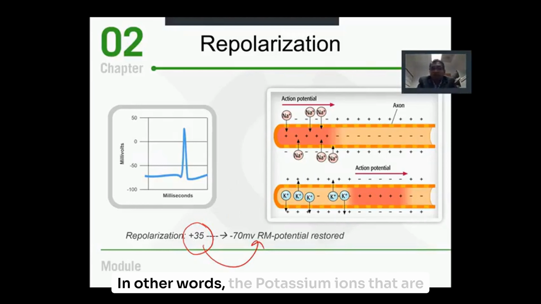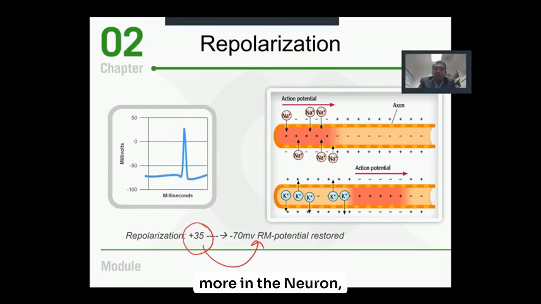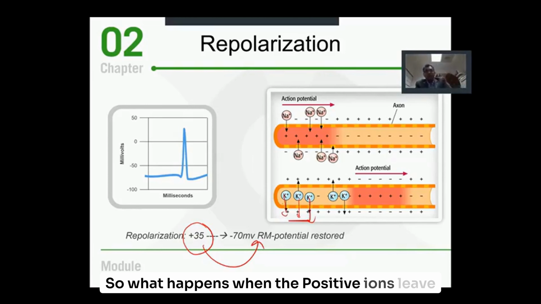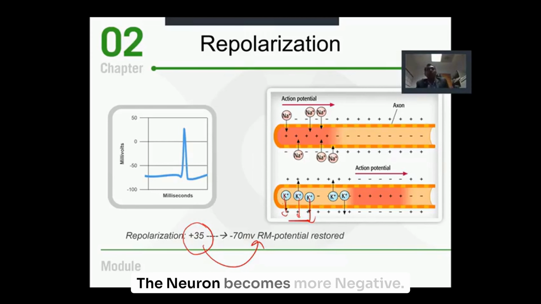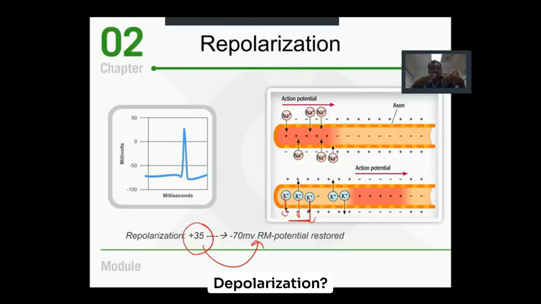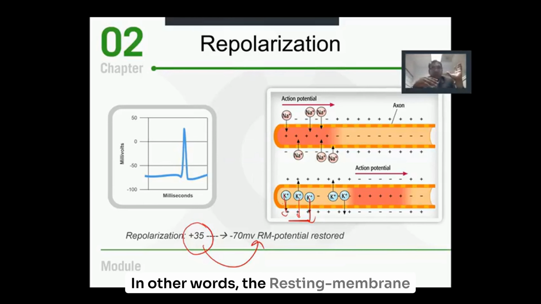In other words, the potassium ions that are more in the neuron come out of the membrane or the axon. So what happens when the positive ions leave the neuron? It becomes more negative. From positive 35, it drops to negative 70 millivolts. So the question is, what is the reason for depolarization? In other words, the resting membrane potential changing to positive 35, it's influx of sodium.